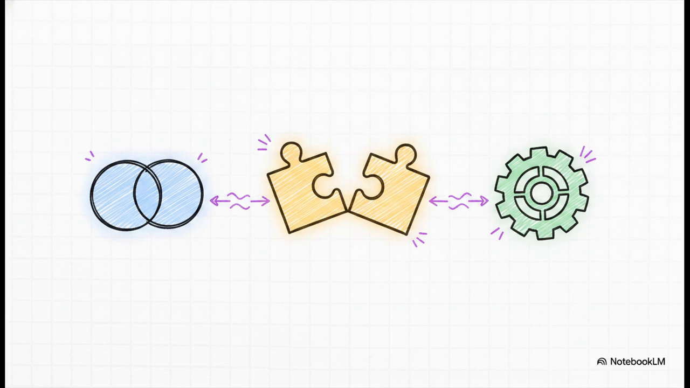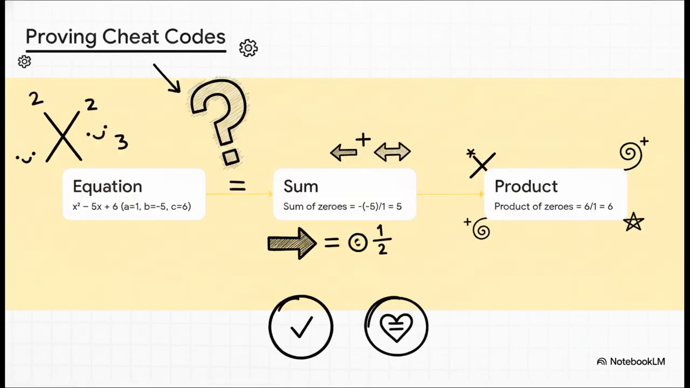Guys, we don't even have to graph anything or solve the whole complicated equation to know exactly how the zeros behave. Don't believe me? Let's prove it actually works. Take the equation x squared minus 5x plus 6. Here, a is 1, b is -5, and c is 6.